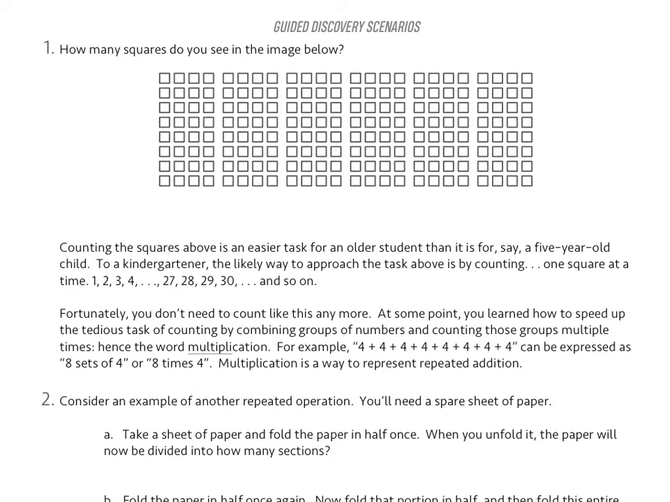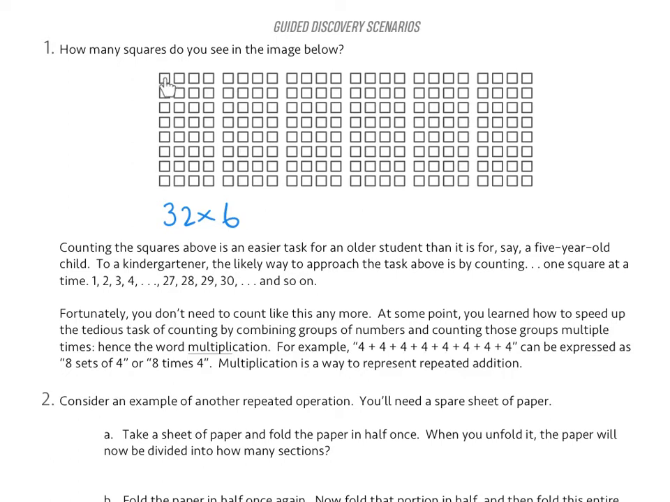Each of these chunks has 1, 2, 3, 4, 5, 6, 7, 8. So there's 8 and 4. That's 4 times 8. So there's 32 here. And then 1, 2, 3, 4, 5, 6 of them. So 32 times 6. So whatever 32 times 6 is, that's how many squares are in there.